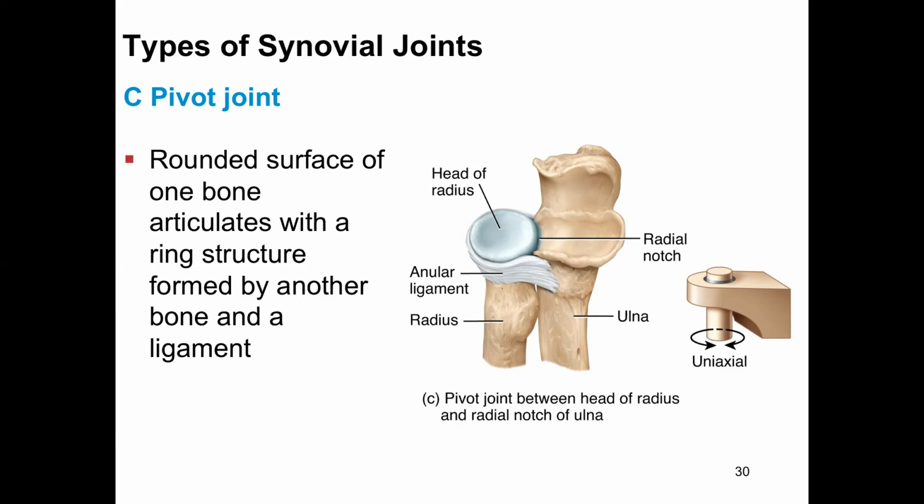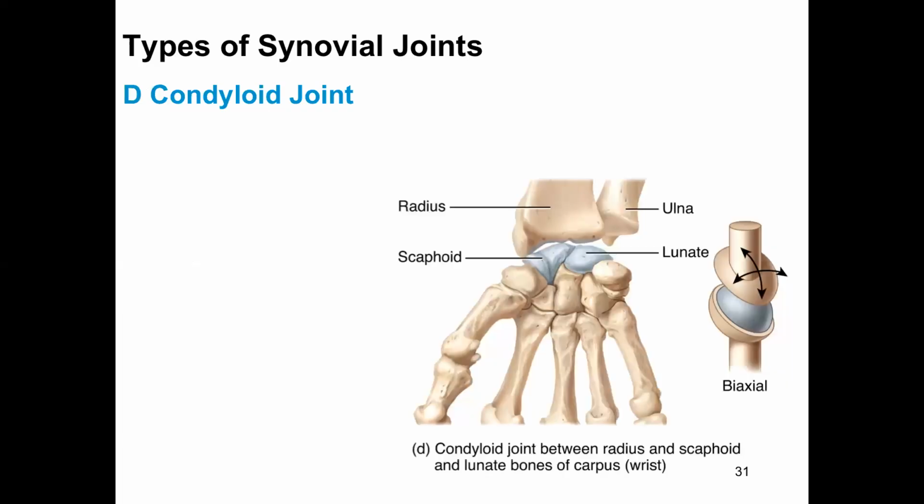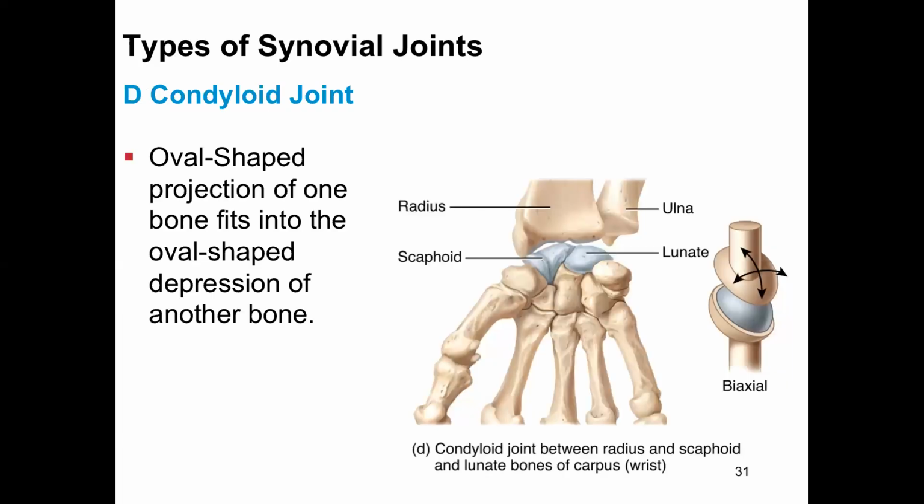Now, as I said, condyloid and saddle to me are weird, but remember condyloid, it's not like a ball in a socket, it's like a projection that fits into the depression of another bone, right? So it's not as pronounced as you would see with the ball and socket. It's much more restricted in terms of its movement than a ball and socket, so we see it's biaxial. So movement in two axes.